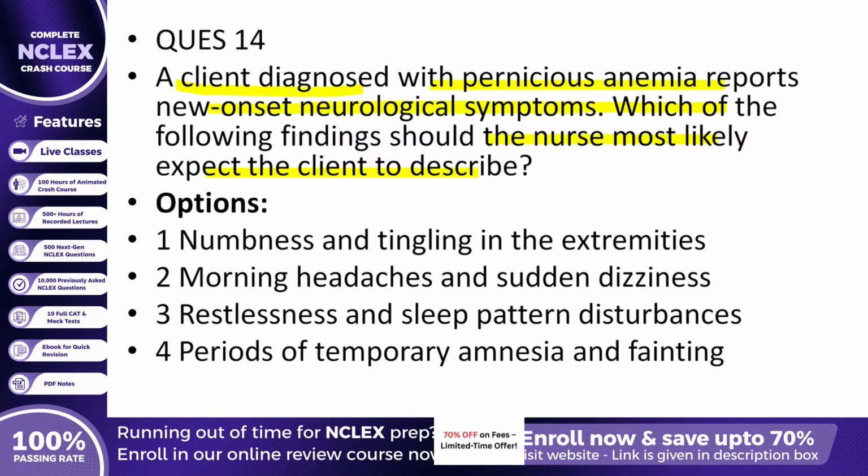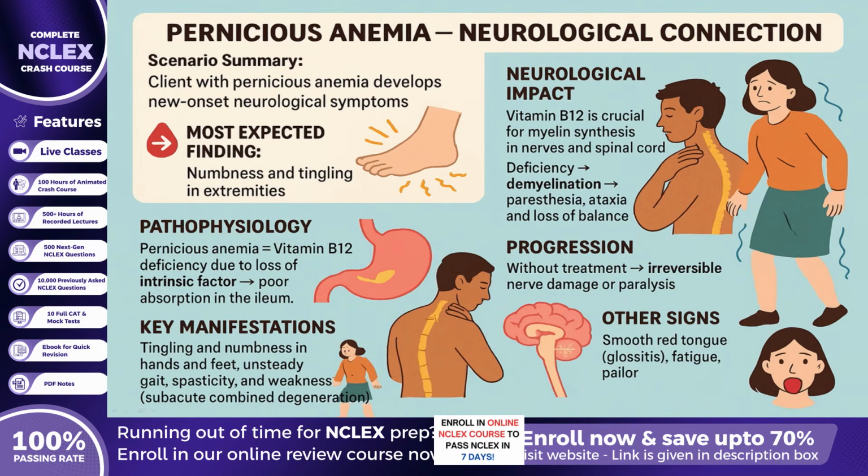Now, let us dive into the advanced clinical reasoning behind this answer. Pernicious anemia is a type of megaloblastic anemia caused by a deficiency of vitamin B12, most often due to the absence of intrinsic factor, a protein produced by gastric parietal cells necessary for vitamin B12 absorption in the ileum. Beyond producing red blood cells, vitamin B12 is essential for maintaining the integrity of the nervous system. Its deficiency disrupts myelin synthesis, the fatty insulation that protects and facilitates the conduction of nerve impulses along both peripheral nerves and spinal cord tracts.